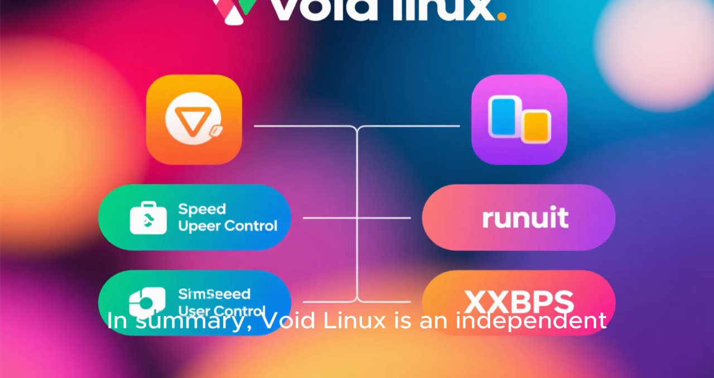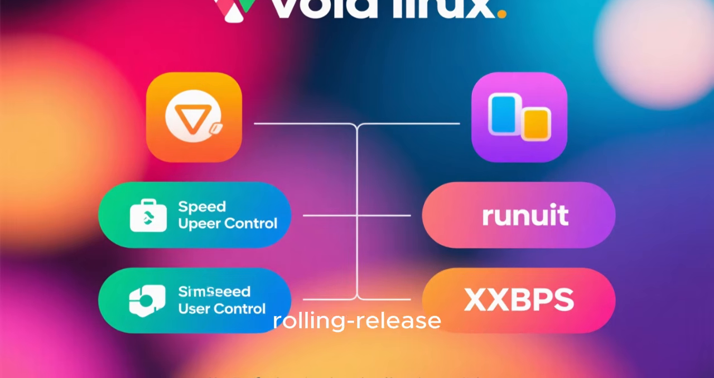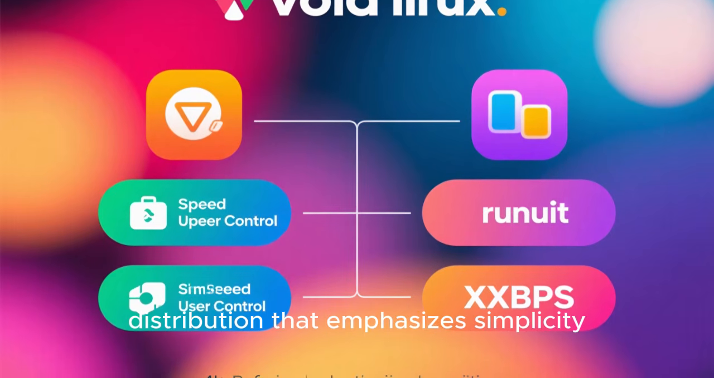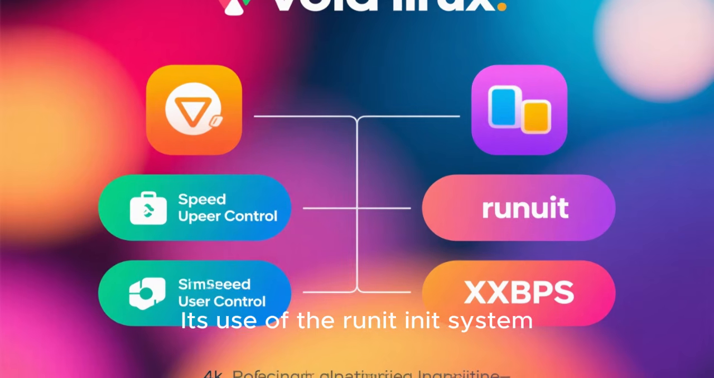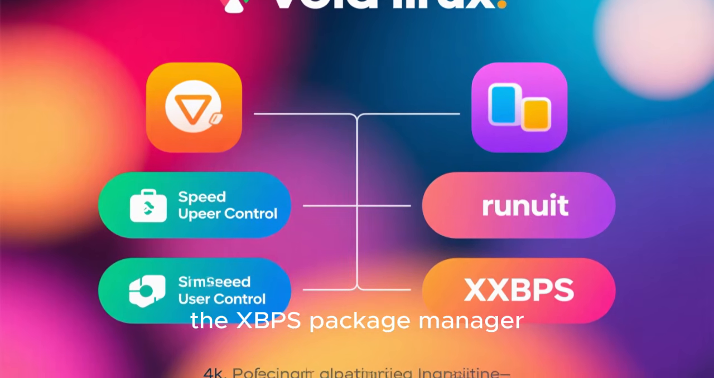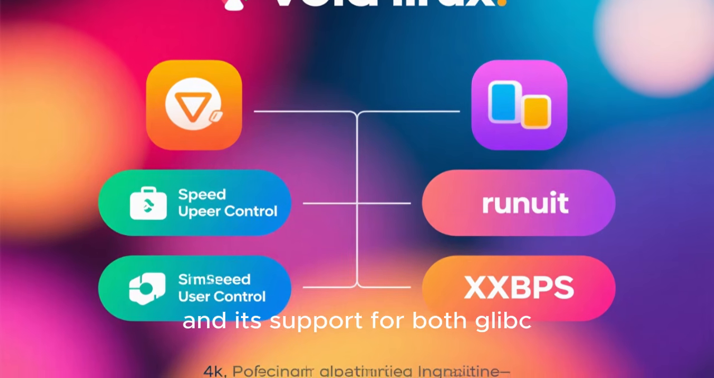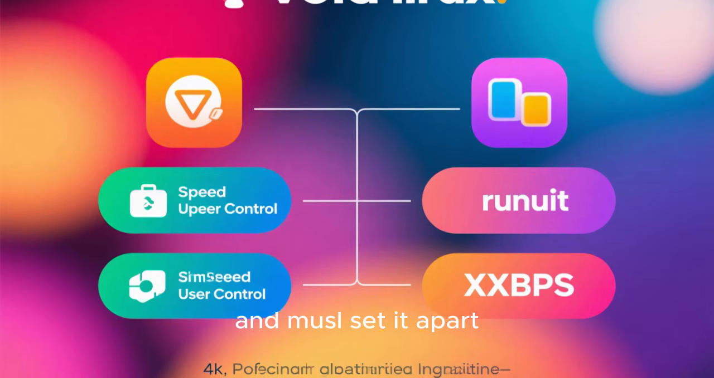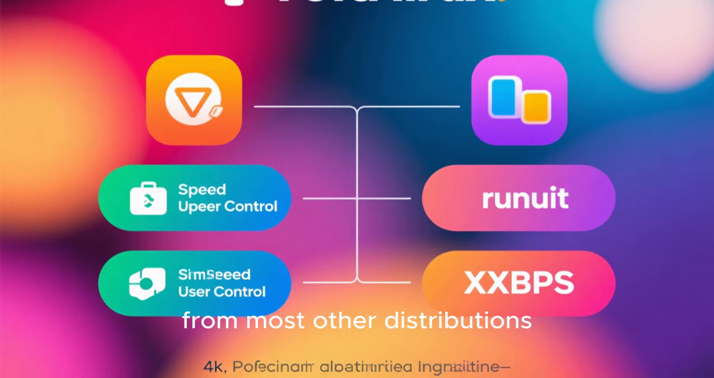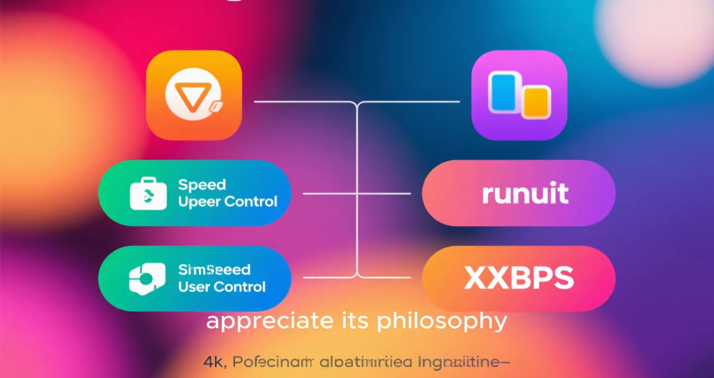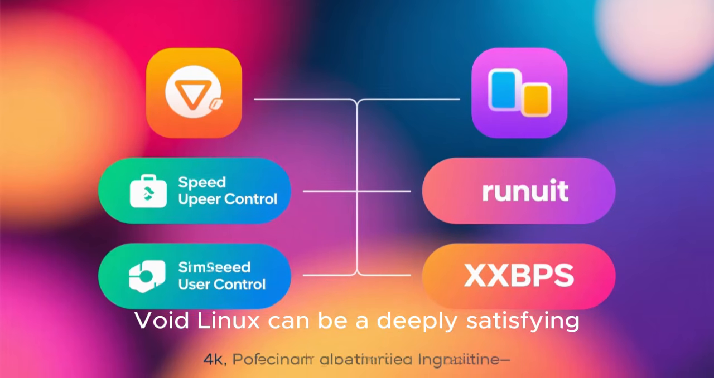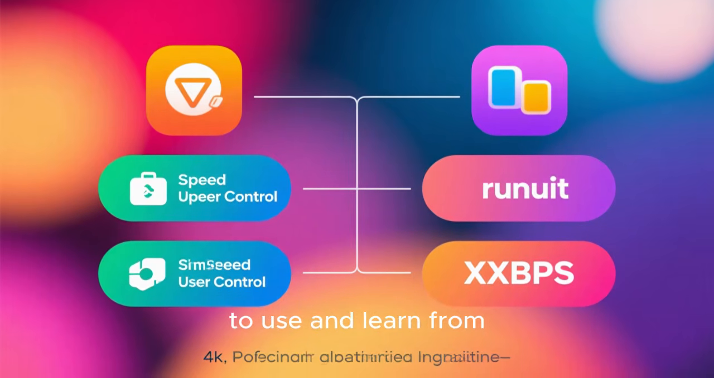In summary, Void Linux is an independent, rolling release Linux distribution that emphasizes simplicity, speed, and user control. Its use of the Runit init system, the XBPS package manager, and its support for both glibc and musl set it apart from most other distributions. It does not try to appeal to everyone, but for those who appreciate its philosophy, Void Linux can be a deeply satisfying operating system to use and learn from.